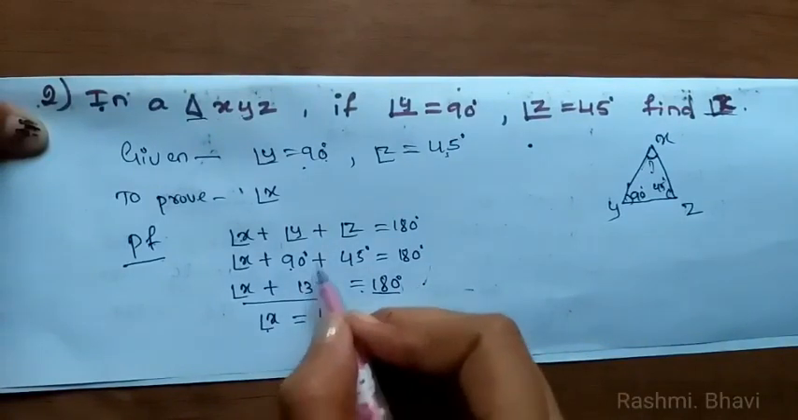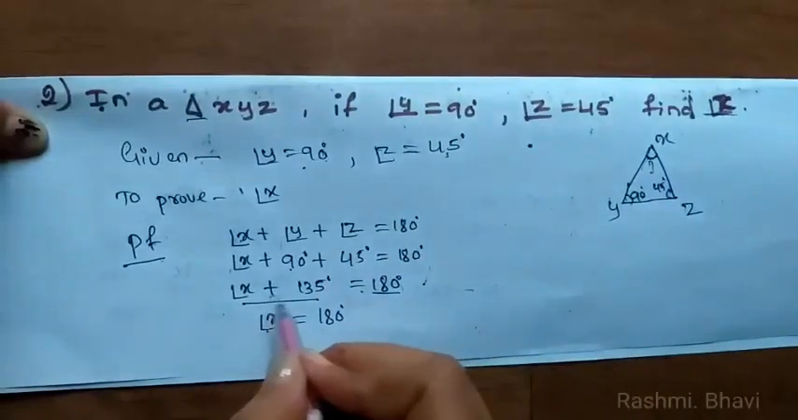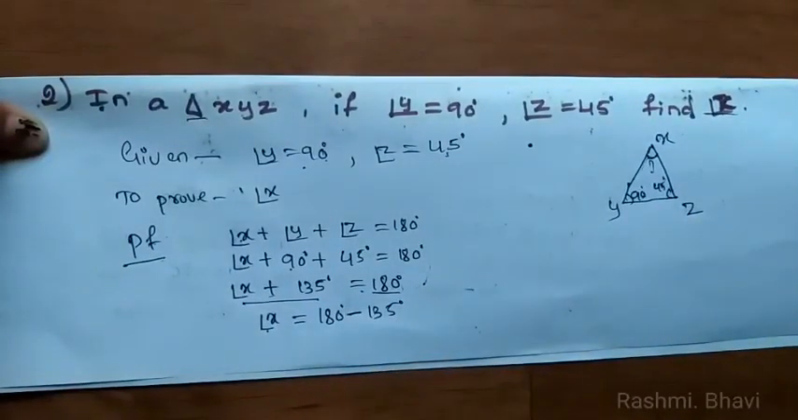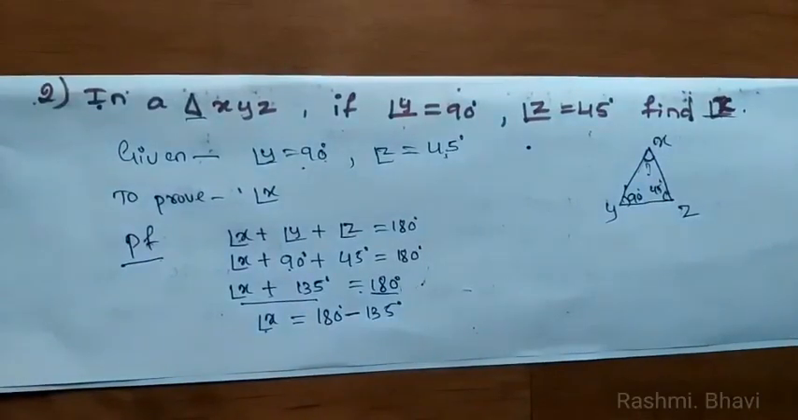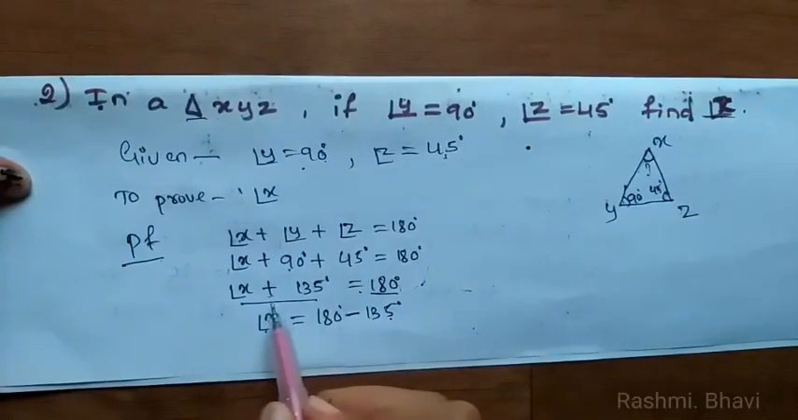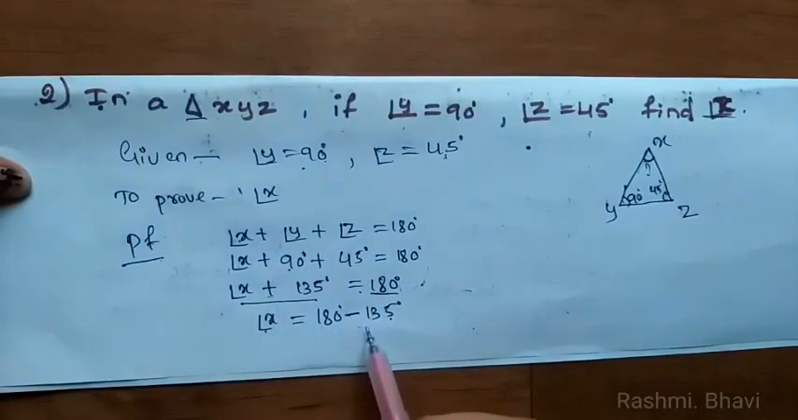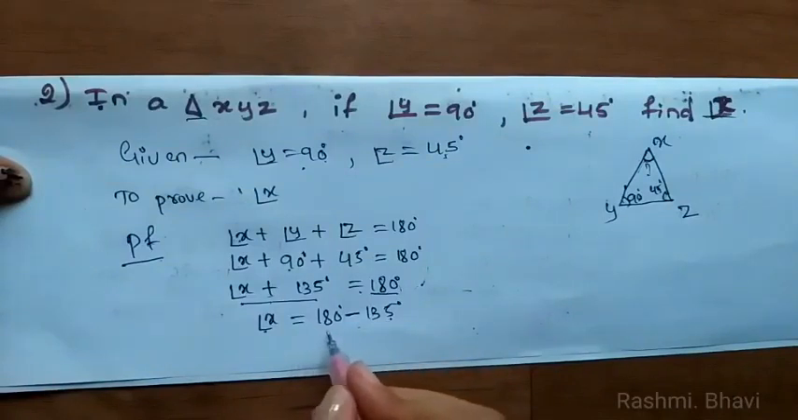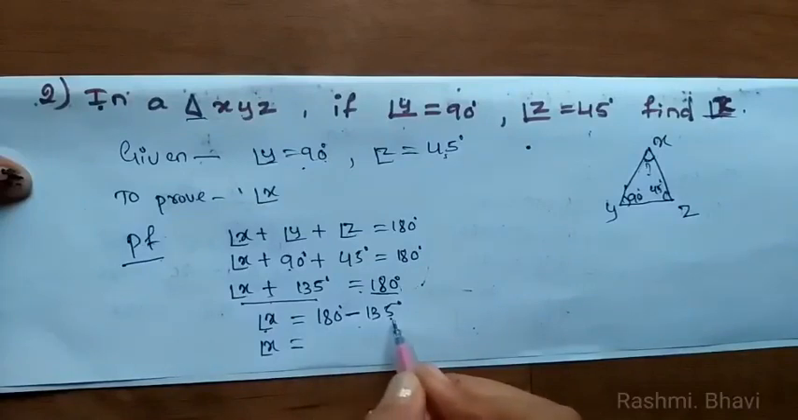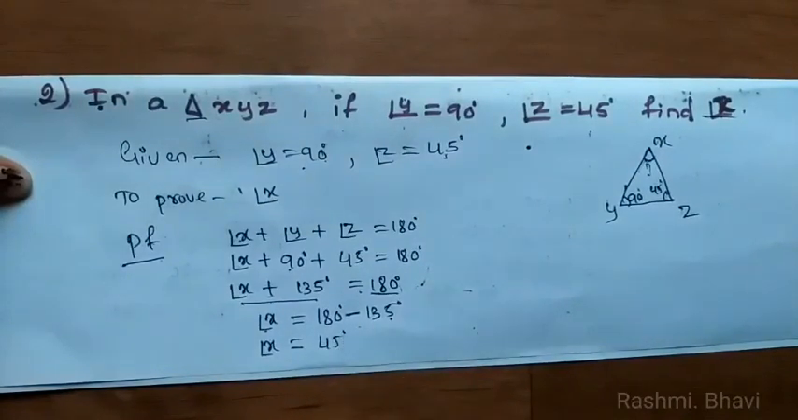When this number goes to the right hand side, the plus sign becomes a minus 135 degrees. So when the 135 degrees goes to the right hand side, plus becomes minus. So our equation becomes angle X is equal to 180 degrees minus 135. Here we have to make a subtraction. Angle X is equal to how much did you get? 180 minus 135, how much? 45 degrees.